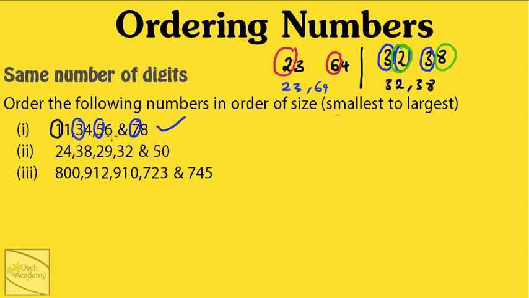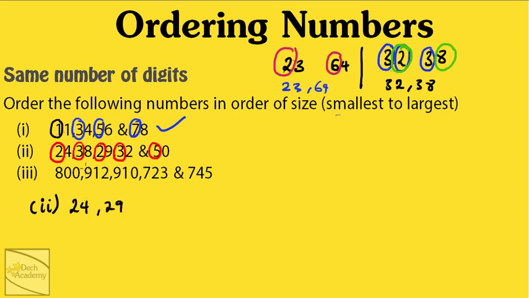In the second case, let's compare the first digits. So we have 2 as a first digit here. We have 3. We have 2. We have 3. We have 5. So as a first step, so I'm dealing with case 2 as a first step, let's arrange the numbers based on the first digit. Now, if a number has a smaller first digit, then it's a smaller number. So we have 2 as the smallest first digit here. So we have 24 and 29.